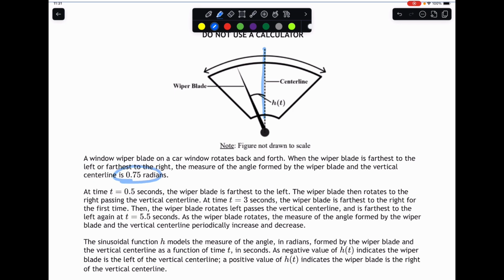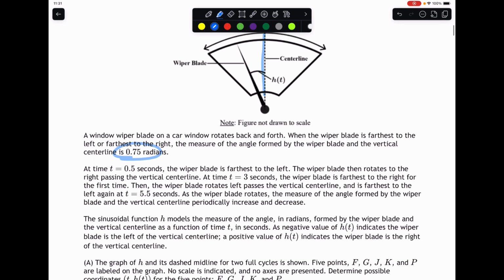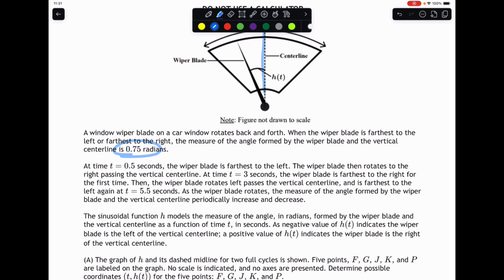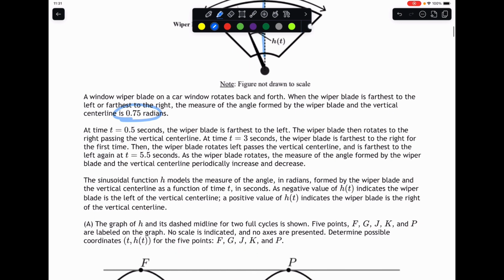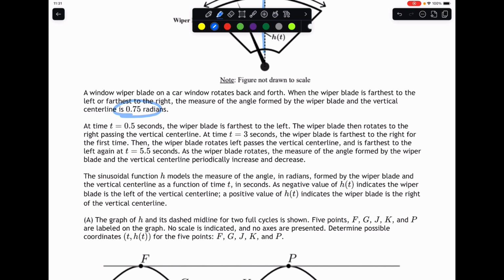Now at t is equal to 0.5, the wiper blade is farthest to the left. The wiper blade then rotates to the right, passing the vertical line, and at t is equal to 3 seconds, the wiper blade is farthest to the right for the first time. Then the wiper blade rotates to the left, passes the vertical line, and is farthest to the left again at t equals 5.5 seconds. As the wiper blade rotates, the measure of the angle formed by the wiper blade and the vertical central line periodically increases and decreases.